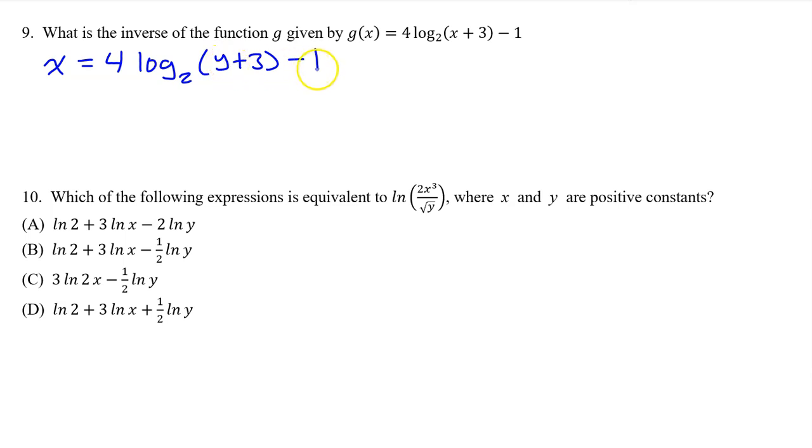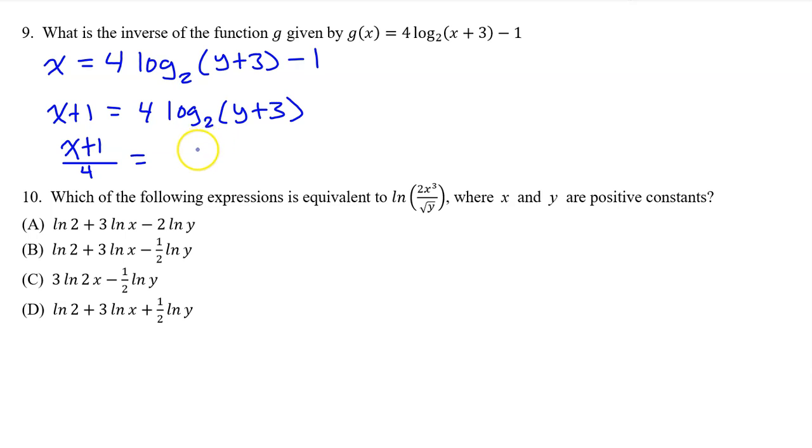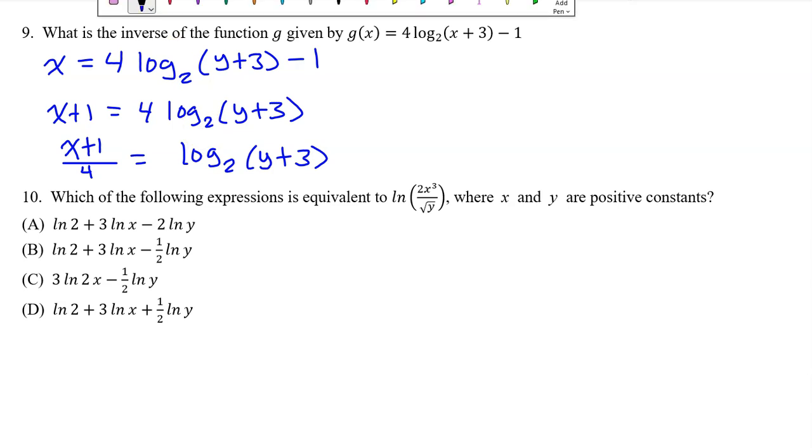Let's start by adding 1 to both sides of the equation. So we get x plus 1 is equal to 4 log base 2 of y plus 3. Now we divide both sides by 4. That's going to give us x plus 1 over 4 is equal to the log base 2 of y plus 3. We can make the log base 2 go away by dropping a base 2 on both sides of this equation.